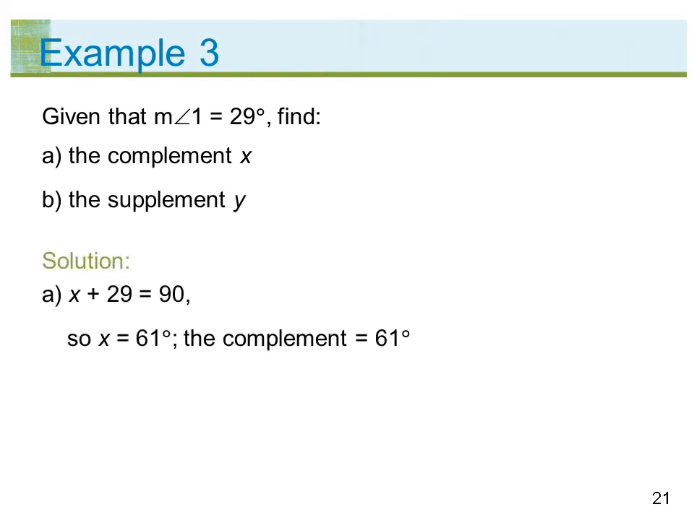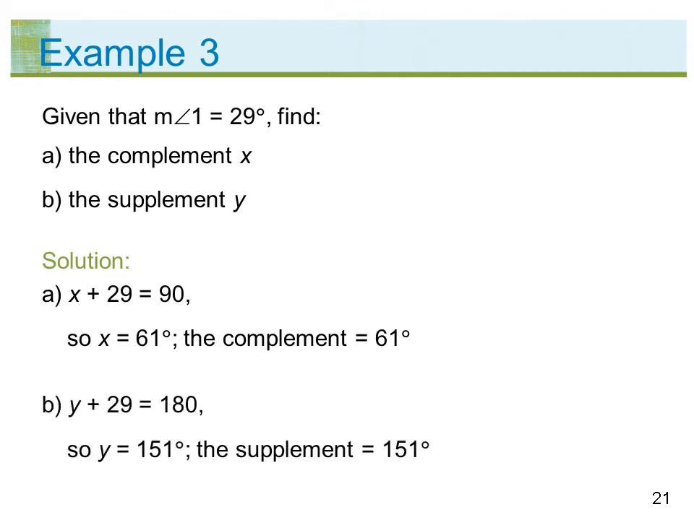Solution. A. x plus 29 equals 90. So x equals 61 degrees, complement equals 61 degrees. B. y plus 29 equals 180. So y equals 151 degrees. The supplement equals 151 degrees.